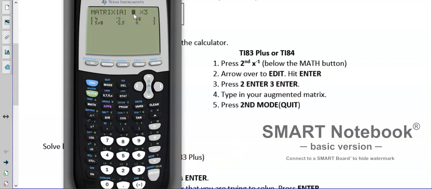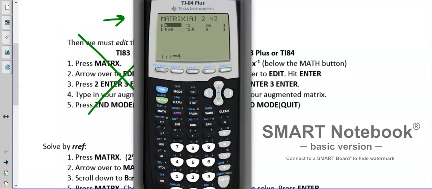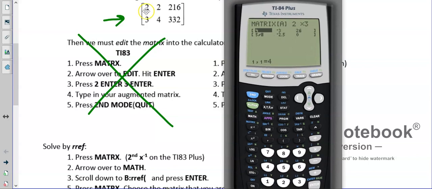Now, it already is set up for a 2x3, but let's say it wasn't. Let's say it was a 3x4. You would just, when you get in here, it would look like this. All you do is hit 2, hit enter. It goes right to there. You hit 3, you hit enter. Now you're in the box. And we're going to put these numbers in the box.